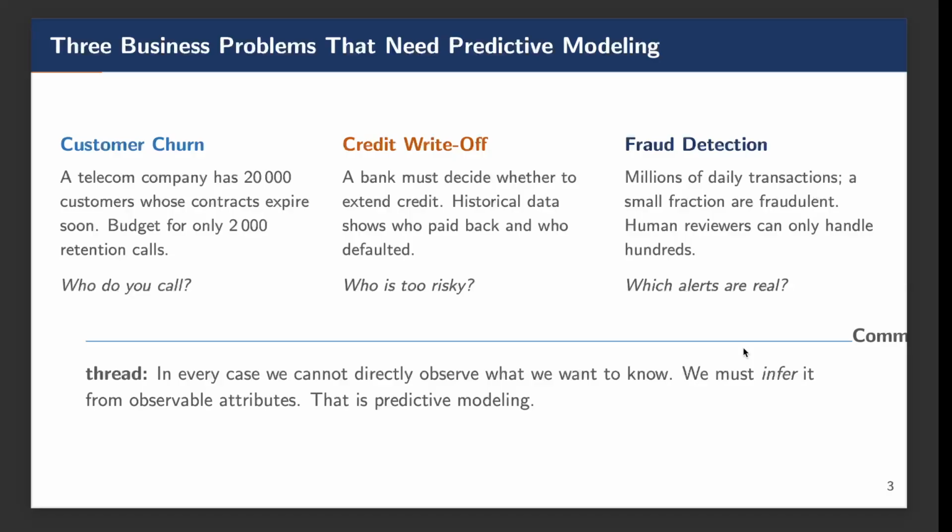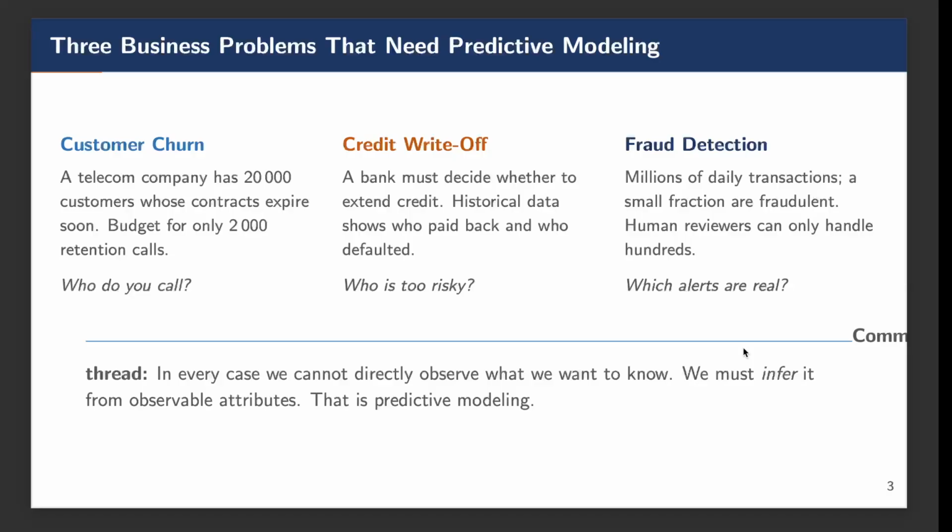And then we look at the second example, the credit write-off. This one is from a bank. Let's say a bank must use historical data to decide which of their customers might be too risky to receive a loan, who they would want to give the loan to, who they try to avoid, or whose loan application they would reject. And the third one is fraud detection. Let's say there are millions of daily transactions. How do you know which small fraction are actually fraudulent?